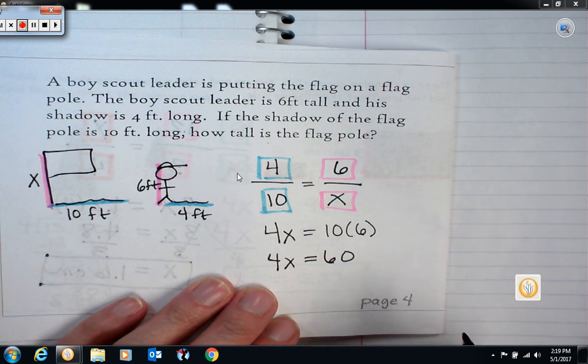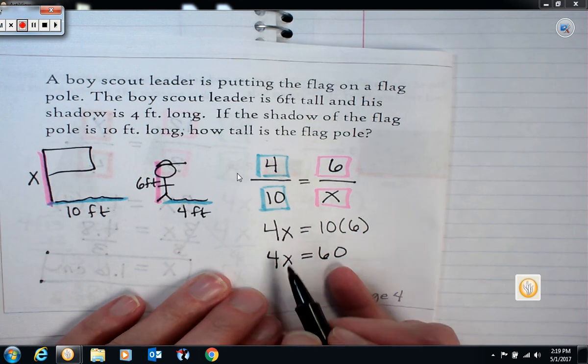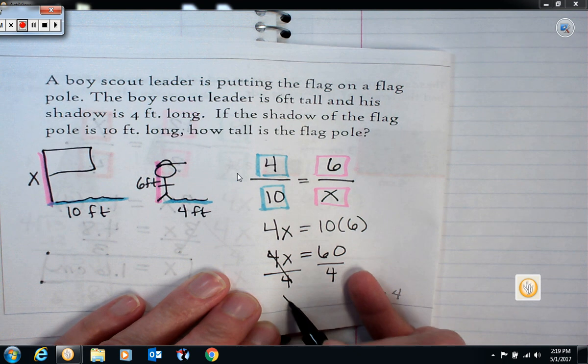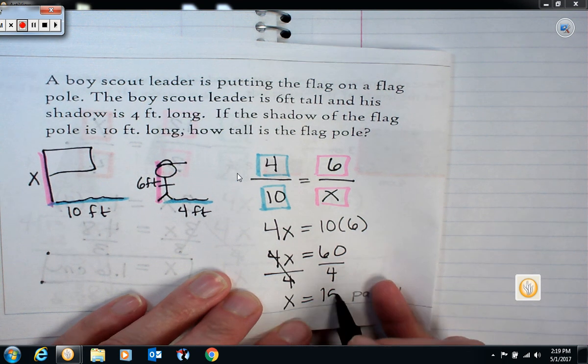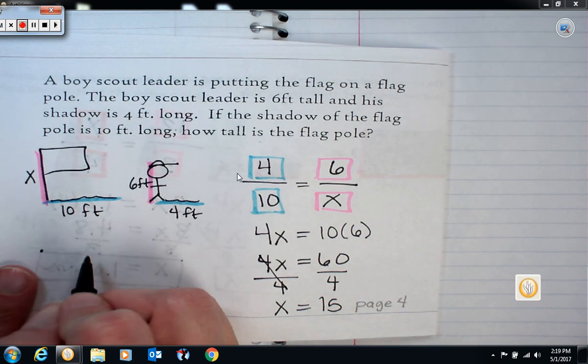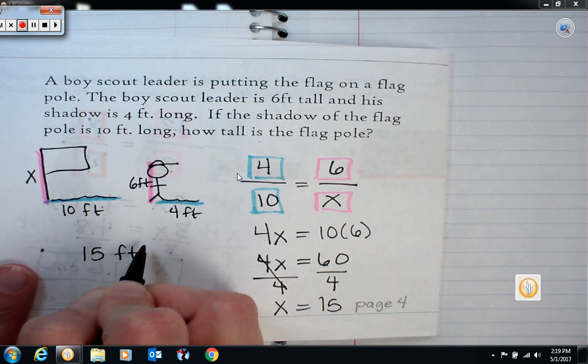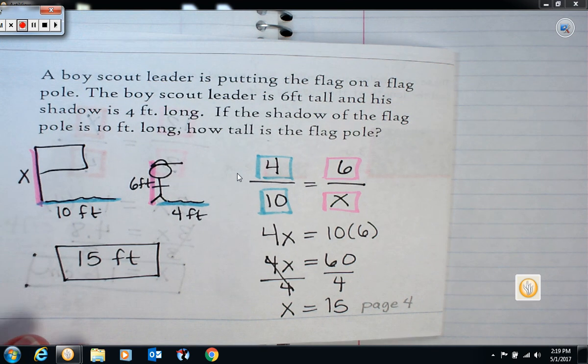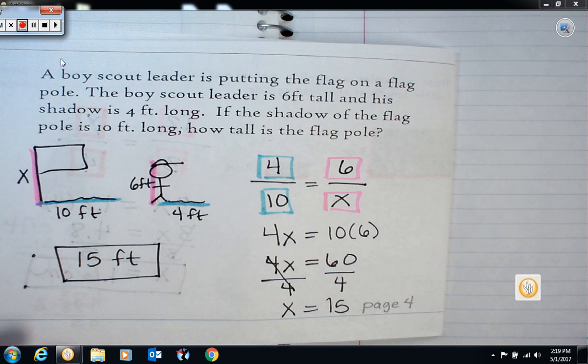4 times X equals 60. Divide both sides by 4. And X equals 15. So I can tell that my flagpole must be 15 feet high. And that's reasonable. That's how you're going to use proportions to solve for the missing lengths on similar figures.